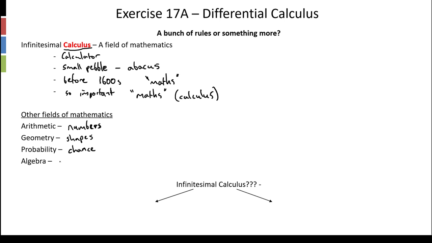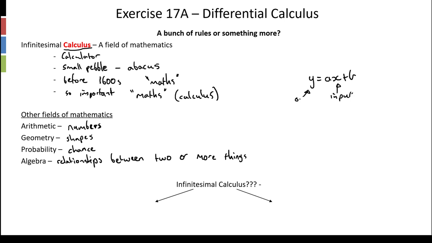Now, algebra, again, a little bit more difficult to define, but what is it? It is the mathematics of relationships, and more importantly, relationships between two or more things. Generally, when we think of algebra, we think of something like y equals ax plus b. We have some input we put in, which generates some form of output.